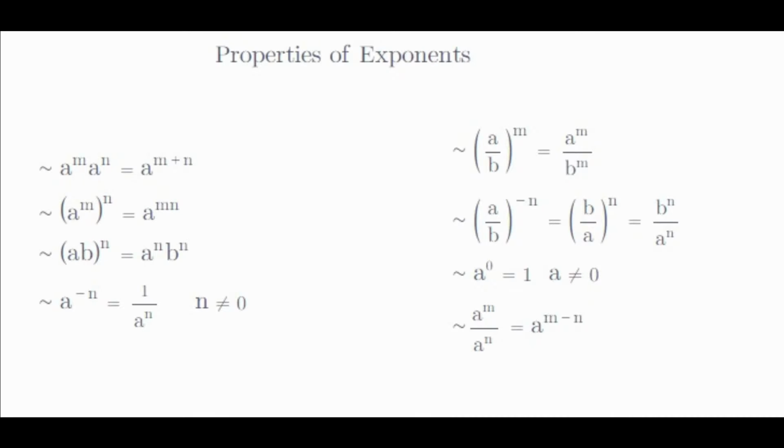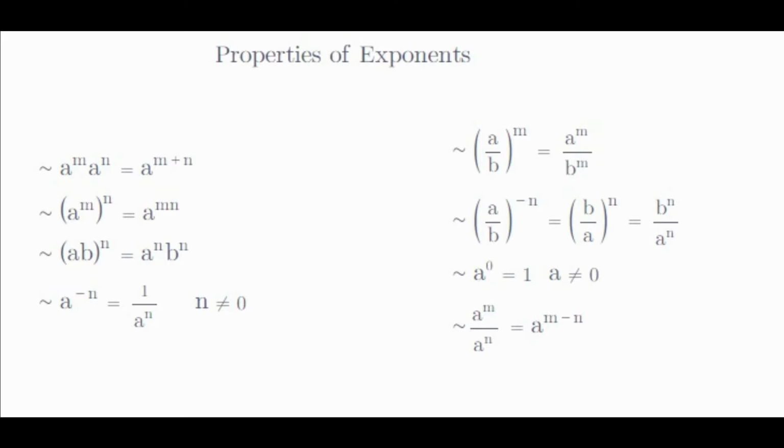When you have the same base, you can follow the following properties. a to the power of m times a to the power of n equals a to the power of m plus n. Or (a to the power of m) to the power of n equals a to the power of m times n. When you have two things multiplied inside of your power, (a times b) to the n, you can separate those into being a to the n times b to the n.